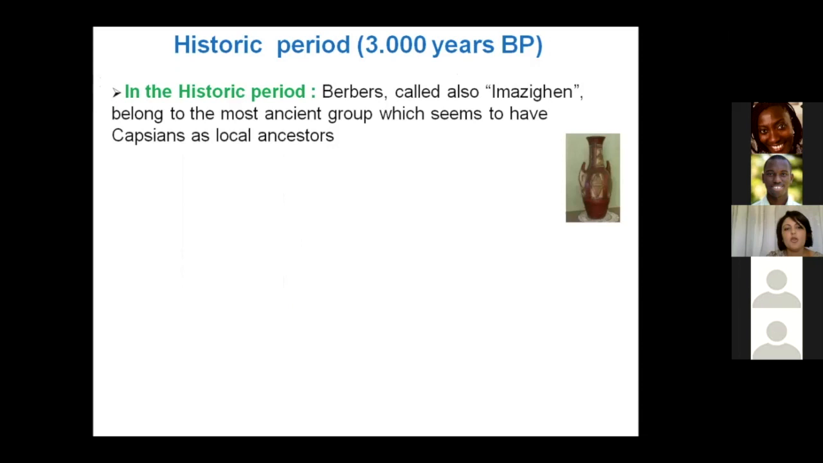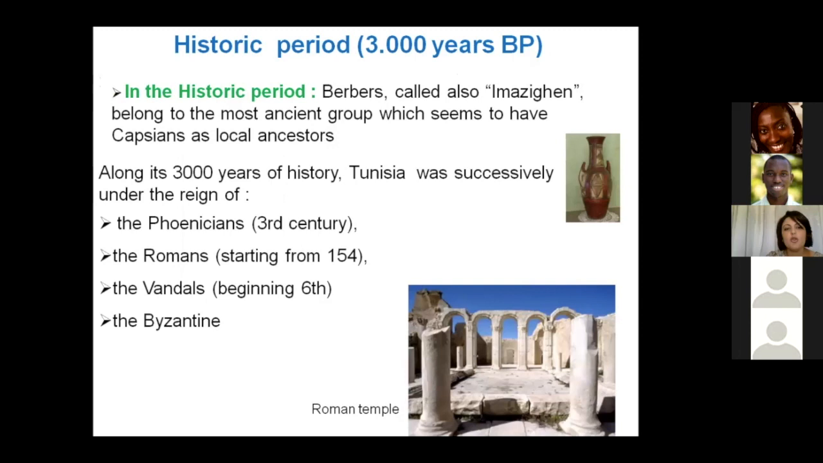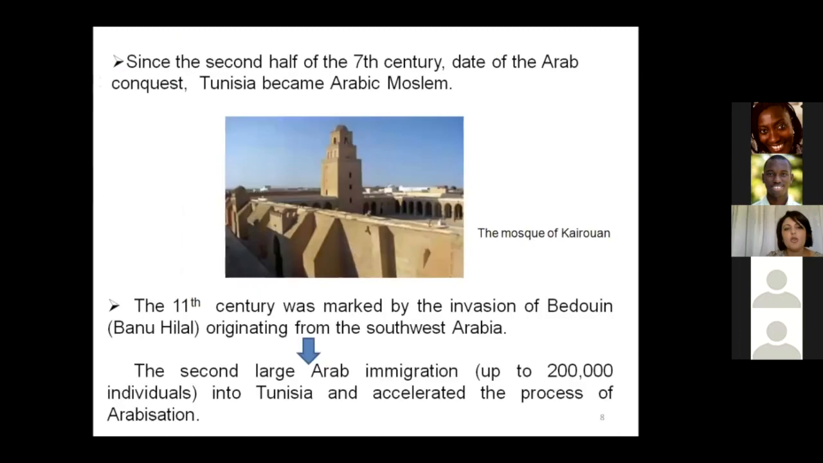Let's move now to the historic period. Berbers, also called Imazighen, belong to the most ancient group, which seems to have the Capsians as local ancestors. Along its 3,000 years of history, Tunisia was successively under the reign of Phoenicians, Romans, Vandals, and Byzantines. Since the second half of the 7th century, the date of the Arab conquest, Tunisia became Arabic Muslim. The 11th century was marked by the invasion of Bedouins, originating from southwest Arabia, considered as the second large Arab immigration into Tunisia, which accelerated the process of Arabization.